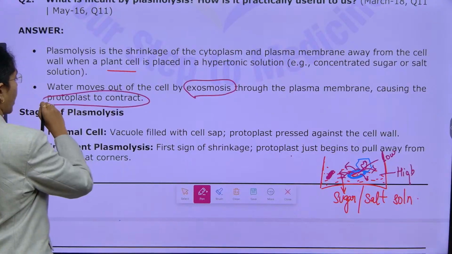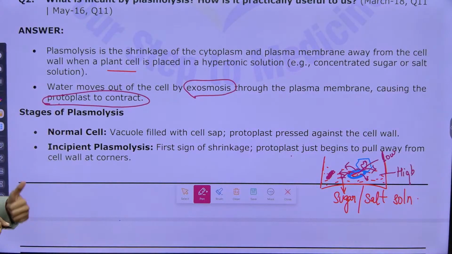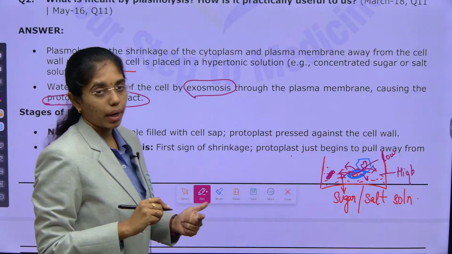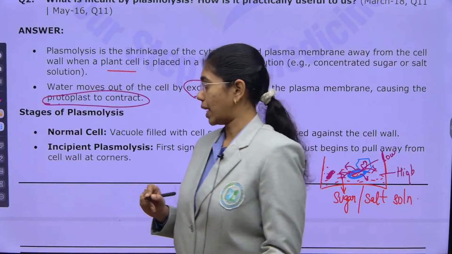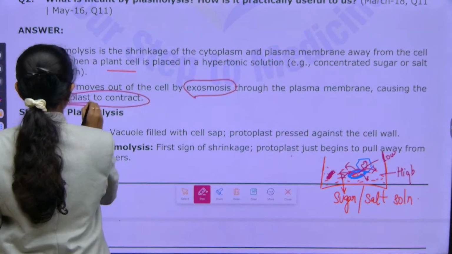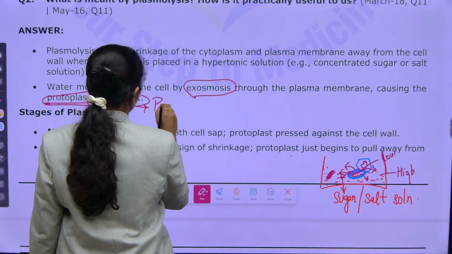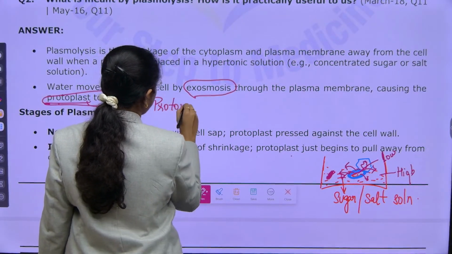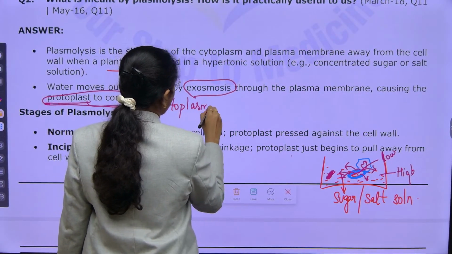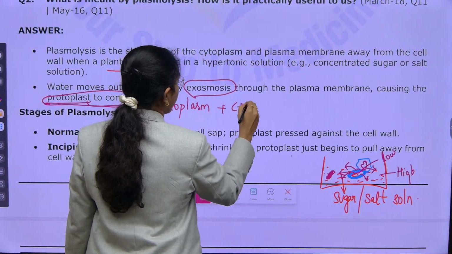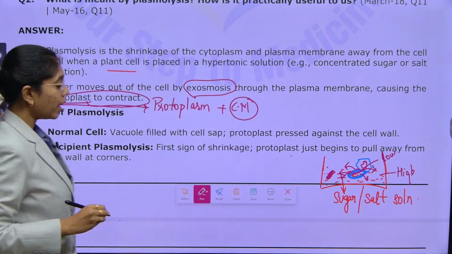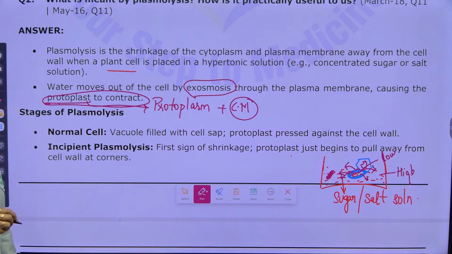Protoplast to contract. What is protoplast? Protoplasm along with cell membrane, you will address it as protoplast. Remember, what is protoplast? Protoplasm along with cell membrane. Clear, right? Next, you see stages of plasmolysis.